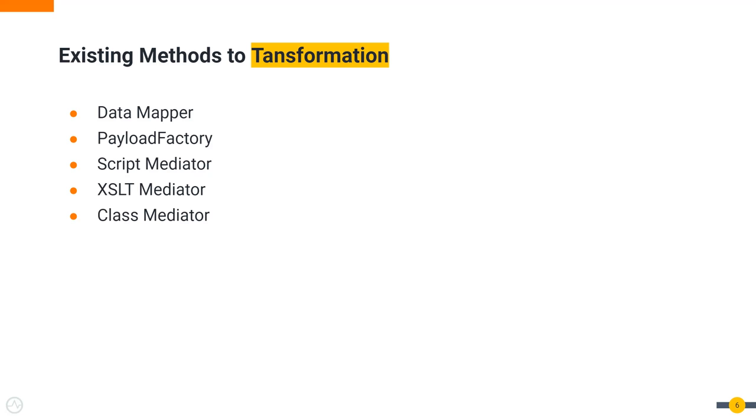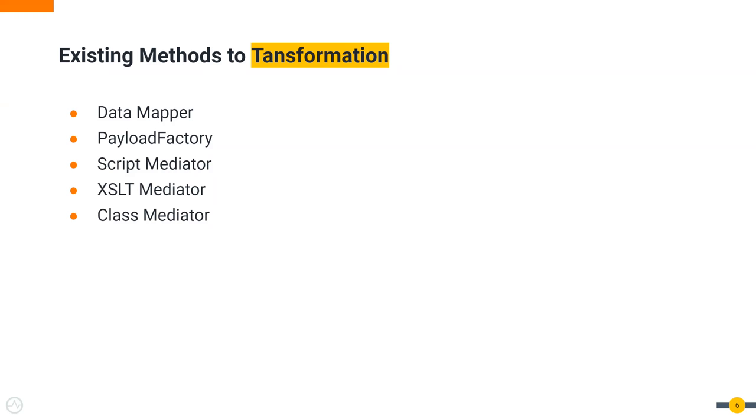In MI, even before the 4.0 release, we had huge support for those transformations. MI was mainly targeted towards those things. Even before 4.0, we had lots of methods to do CSV, JSON and other transformations. The first thing that comes to mind is the data mapper. It's a visual data mapper where you can draw the transformations that you need to do, and you can get the real-time transformation happening in MI. And also we have the Payload Factory.